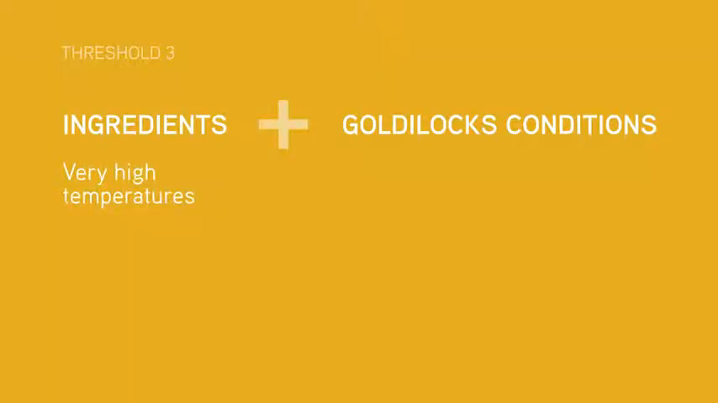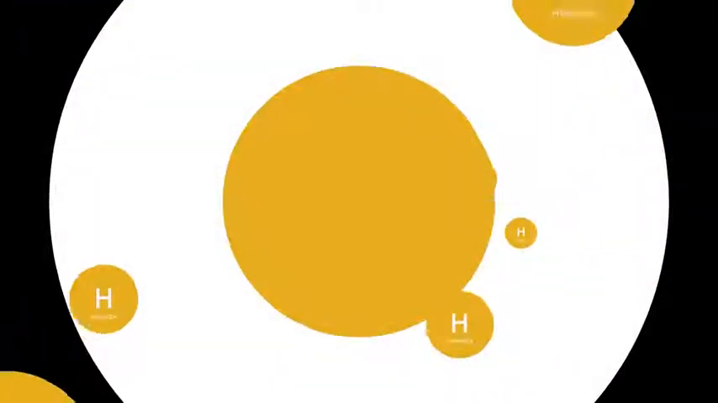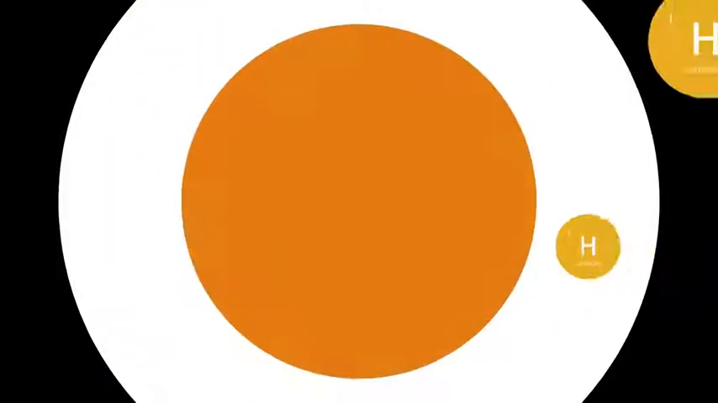Making new elements meant fusing more protons and neutrons together. To do that, you needed very high temperatures, which could only be found inside massive stars that were aging or dying. Only they have the right Goldilocks conditions for threshold 3. Why? Well, large stars have so much mass that they can create enormous pressures and temperatures.